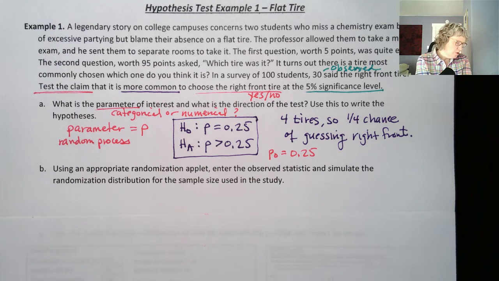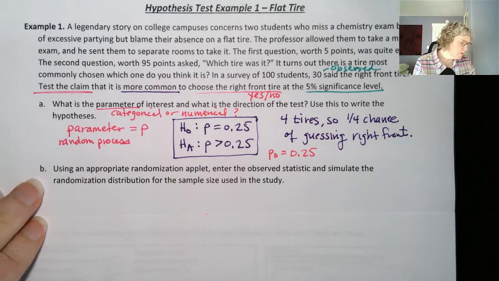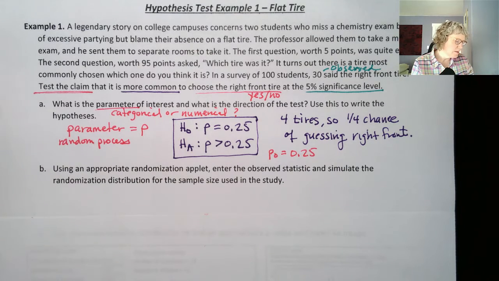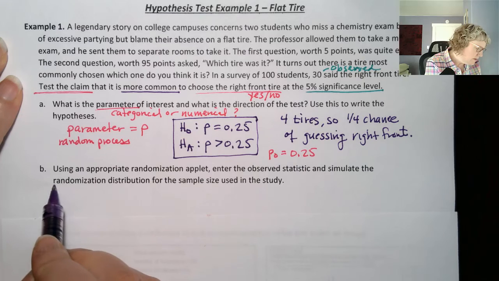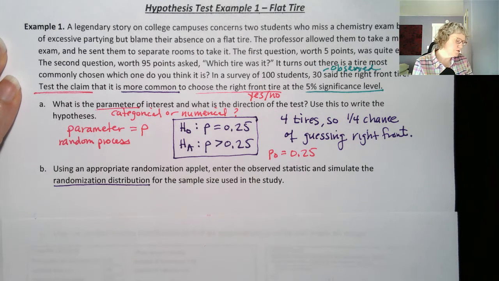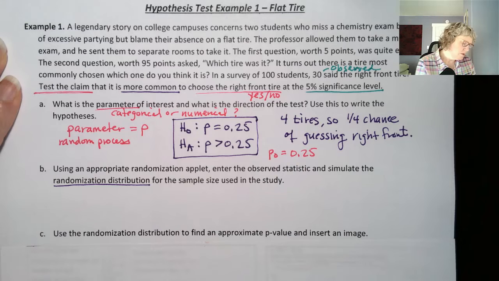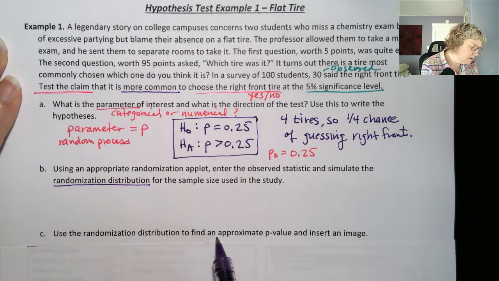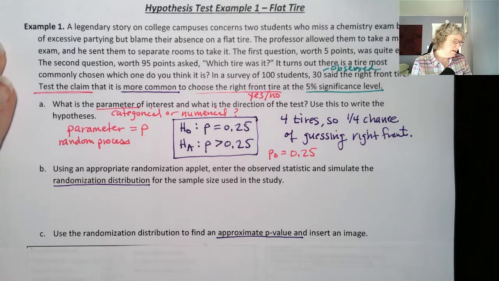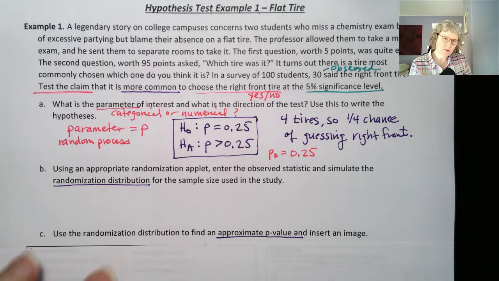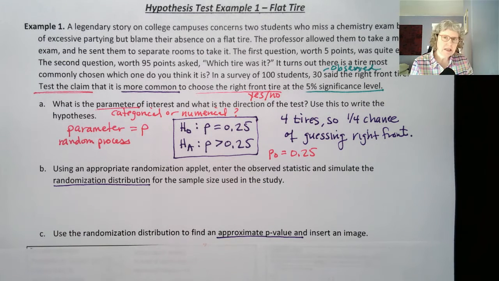Using an appropriate randomization applet, so that means we've got to pick one for proportions, right? Enter the observed statistic and simulate the randomization distribution for the sample size used in the study. Okay, so now is when we get our randomization distribution. And then we're also going to use that in the next step to find an approximate p-value. And then this is where I haven't quite explained all of that, so I'll explain. We're going to go through this whole example, but then I'll explain more about C, D, and E in the next video, okay? Just take little parts at a time, because there's a lot to this.